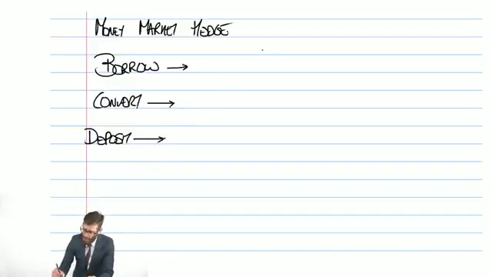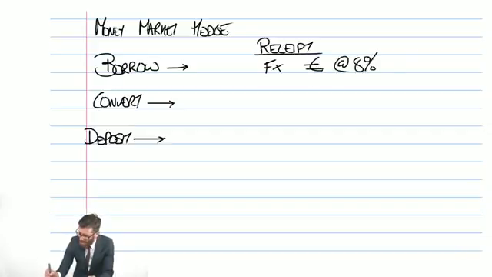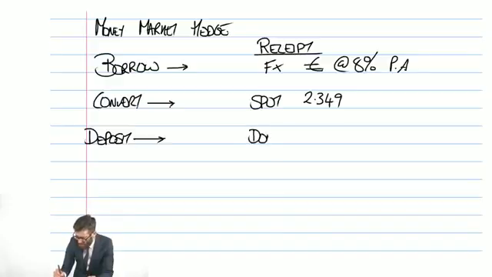We borrow for a receipt. We're going to borrow in the foreign currency. The foreign currency in this particular question is the euros, and we can borrow in euros at 8% per annum. We are going to convert at the spot rate, which is 2.349, and we're going to deposit in our domestic currency, which is dollars, at the rate of 2% per annum.